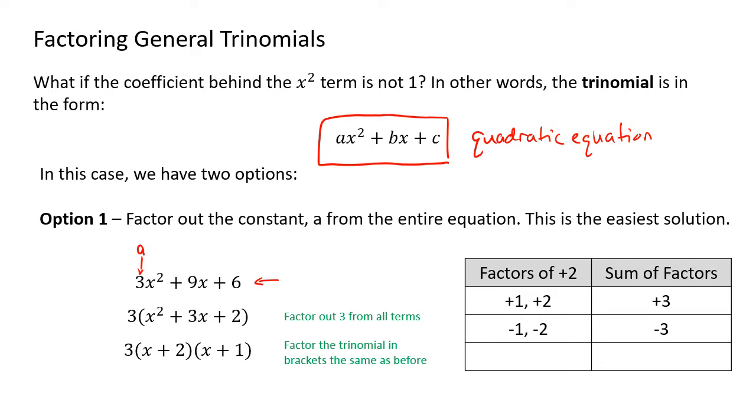Looking at the factors for this, positive 1 and positive 2, they multiply to positive 2, and they add to positive 3, which is the coefficient behind the x term. So if they do that, we can factor this then simply as 3 times x plus 2 and times x plus 1. So that's the easier case of general trinomials.